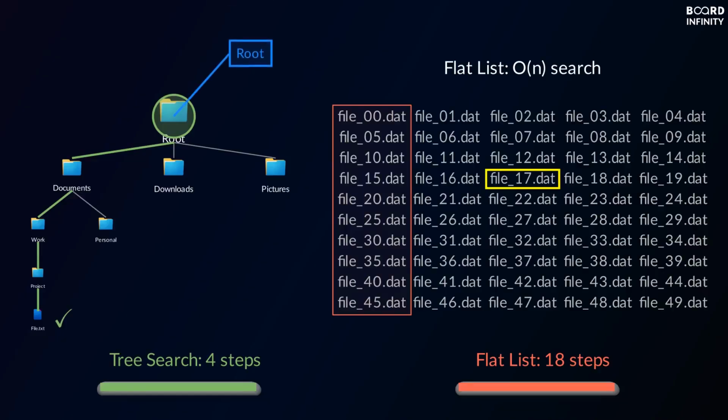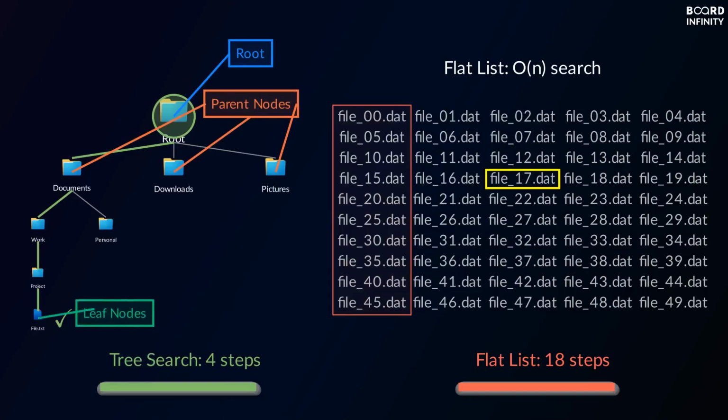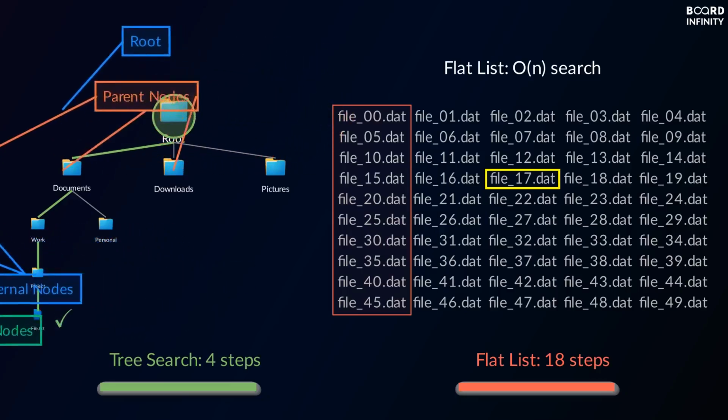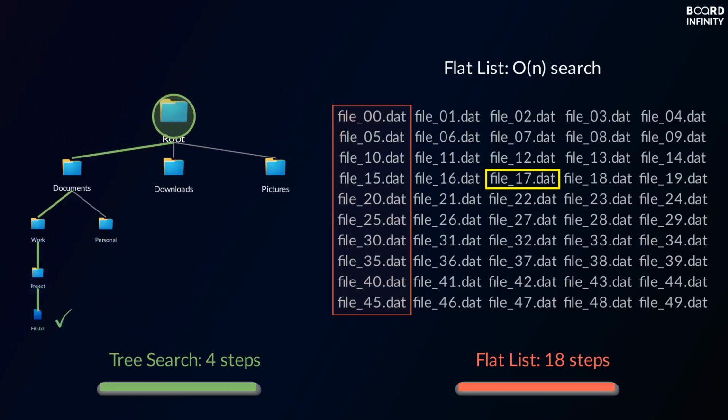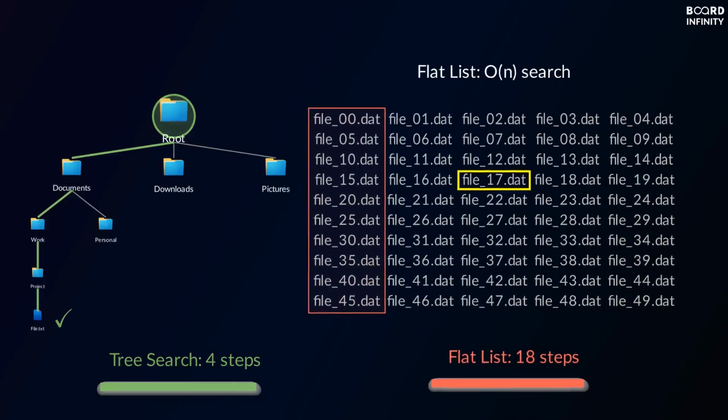Every tree has a root node at the very top. Nodes with children are called parent nodes, and those that contain children but aren't the root are internal nodes. The leaf nodes are at the very bottom, containing the actual data without any further branches. These terms help us precisely describe and work with tree structures.